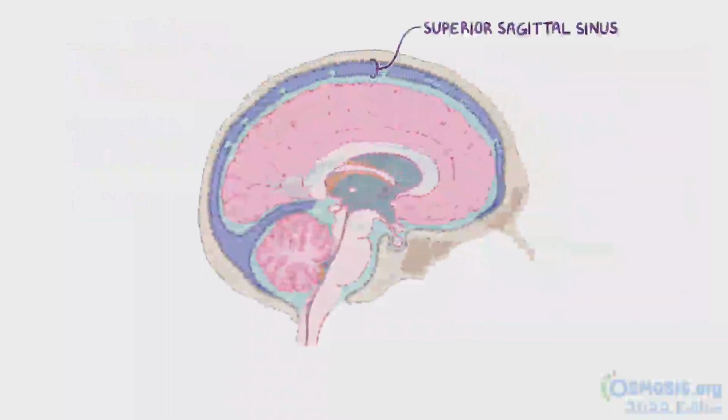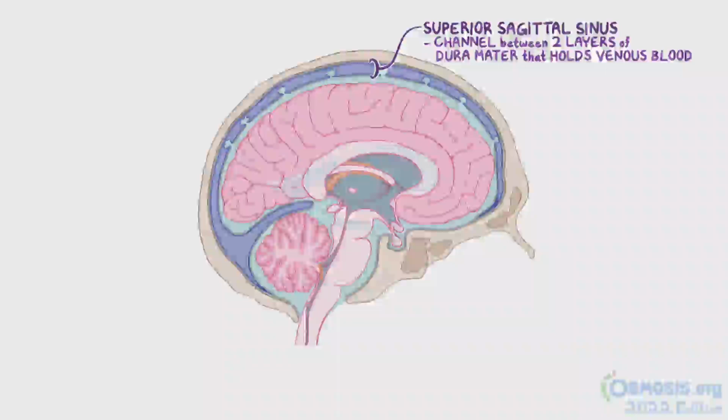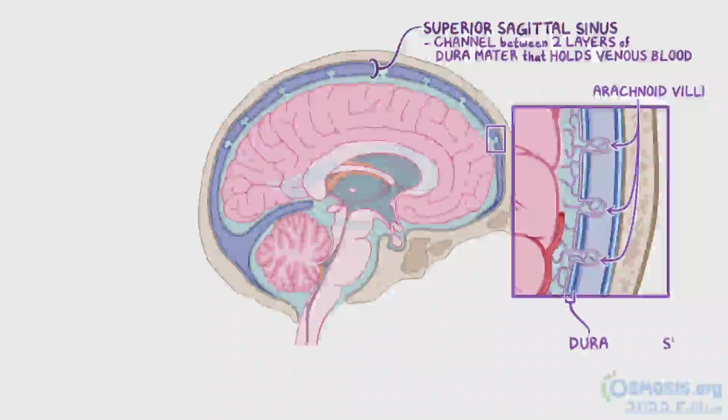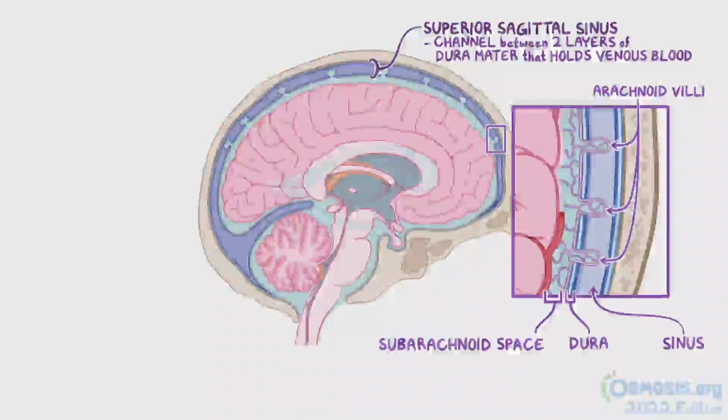As CSF flows from the ventricles to the subarachnoid space, it continues superiorly to reach the superior sagittal sinus, which is a channel between two layers of dura mater that holds venous blood. The arachnoid mater forms small protrusions, called arachnoid villi, that penetrate the dura and enter the sinus. The subarachnoid space extends into these villi, which are therefore filled with CSF. The CSF then passes through the thin lining of the villi and drains into the venous system to be recycled.